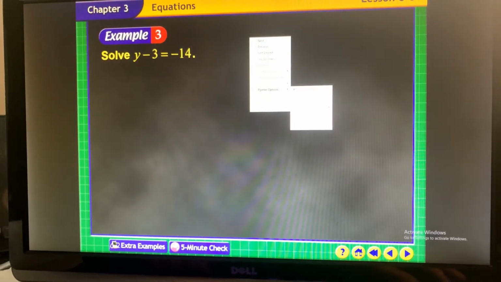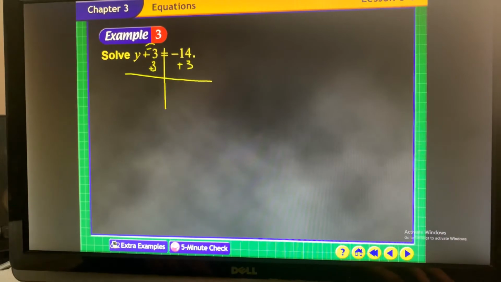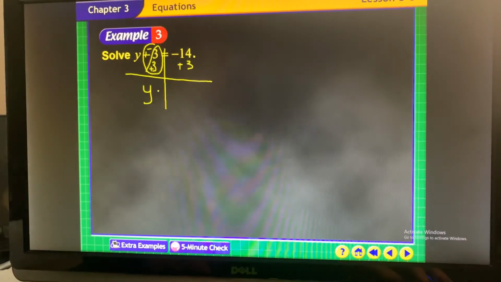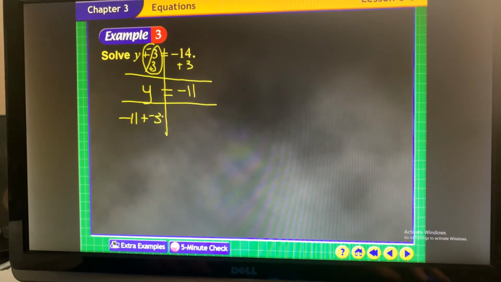Subtraction, I'm highly recommending that you change it to add opposite before you proceed. Then you're going to go ahead, do the same thing. How do I make 0 with negative 3? With the opposite, the additive inverse. Zero, y is equal to different signs subtract. There's your solution. Negative 11 plus negative 3. Your hope is that it's going to equal negative 14. And it does. Check.